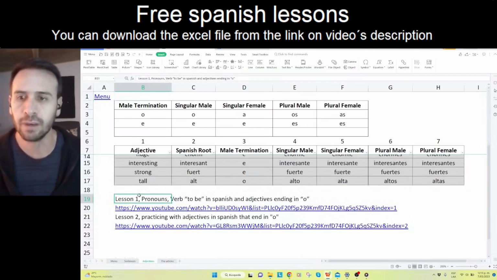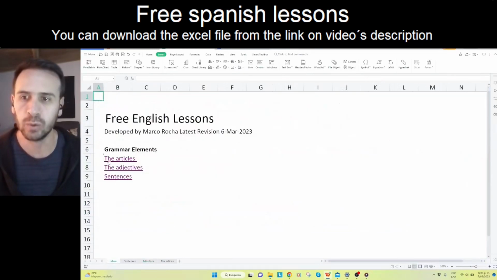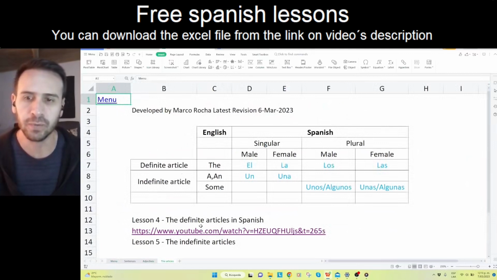And I also have here the links for the videos where we studied these elements. For example, in lesson 1 and lesson 2, we saw adjectives. If you go back to the menu and go to the articles, in lesson 4, we studied the definite article, and lesson 5 is the present lesson. And you have the summary here.